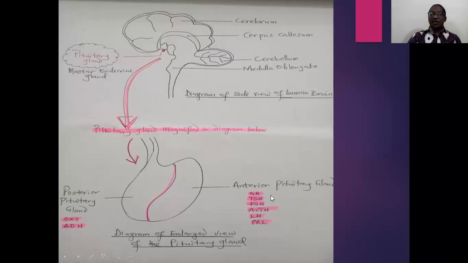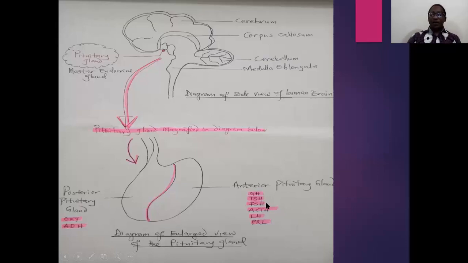What it does is that it stimulates the female ovary to produce its own matured egg from the ovary. Now, we also have what is called the ACTH. ACTH is known as the adrenocorticotropic hormone. This hormone stimulates the adrenal gland on the kidney.